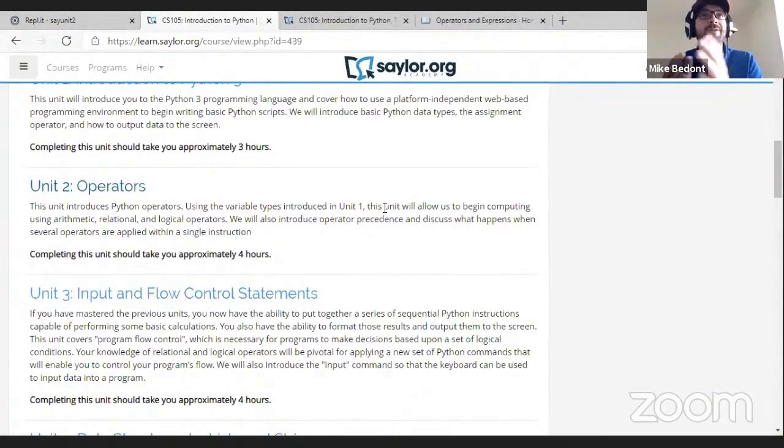Replit is the program you're using, correct? Yeah, that's the development environment. It's online. It's in the chat. I'll make sure it's in the description if you're watching late.